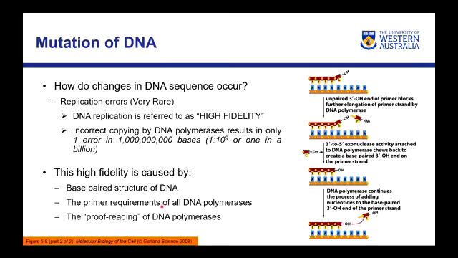Correct, DNA primase, which is actually an RNA polymerase, but we call it also DNA primase, synthesizes the primer, and DNA polymerase comes along and attaches base pairs at the 3' end. And then there is this proofreading of DNA polymerases. So we'll have a look to see how that works.